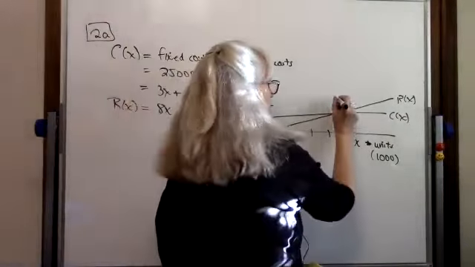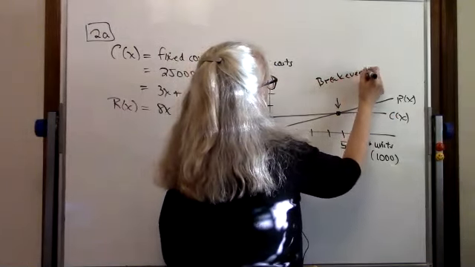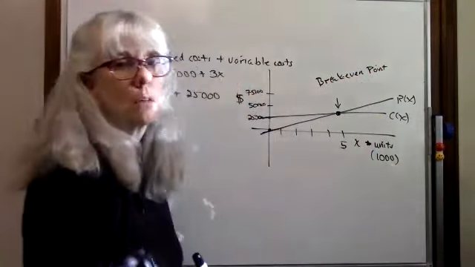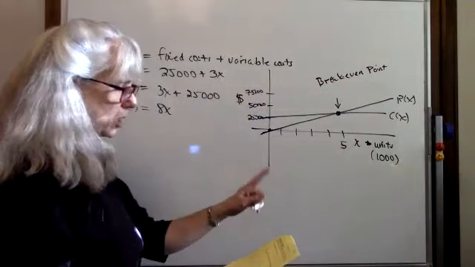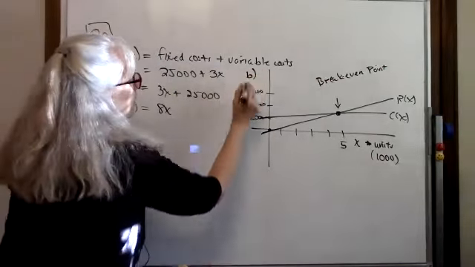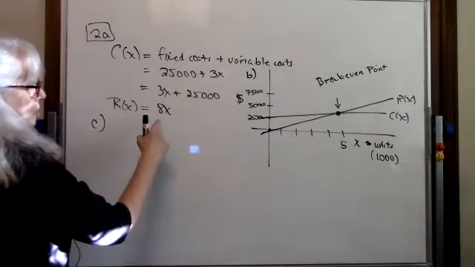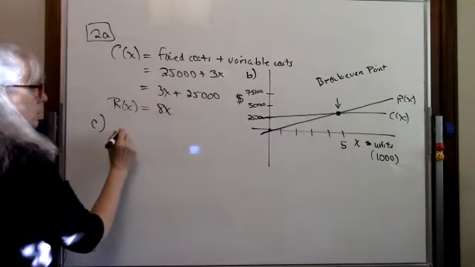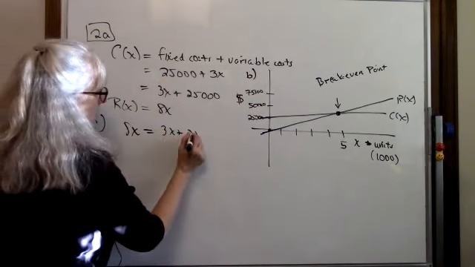This point right here where the revenue and the cost meet is called the break-even point. Again, that's where the revenue and the cost are equal. And it's an intersection of 2 lines. And they're asking me to go find that. Oh no, it says graphically mark the break-even point. And then part C says, algebraically, find the break-even point. So we need to find where those 2 lines are crossing. We're going to use the substitution method. What we're recognizing is that this is equal to y and this is equal to y. So we're going to set the 8x equal to the 3x plus 25,000.